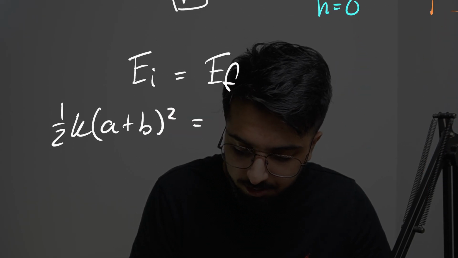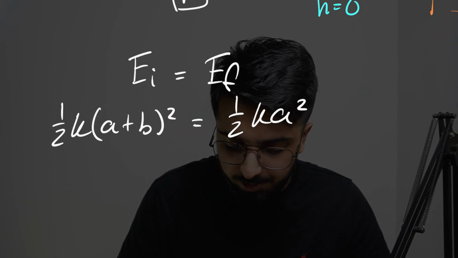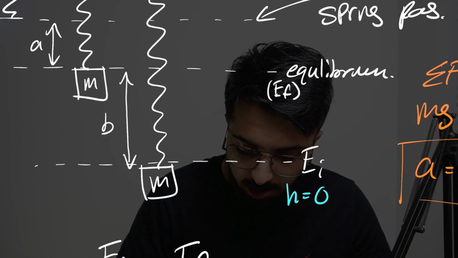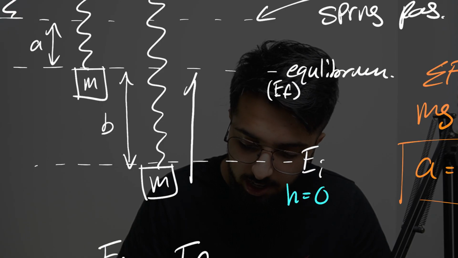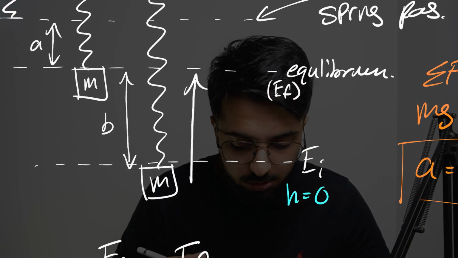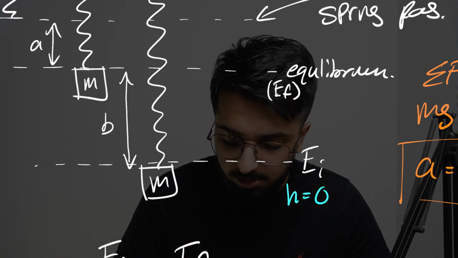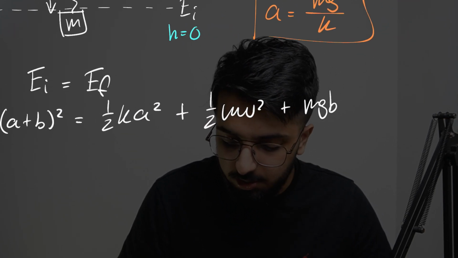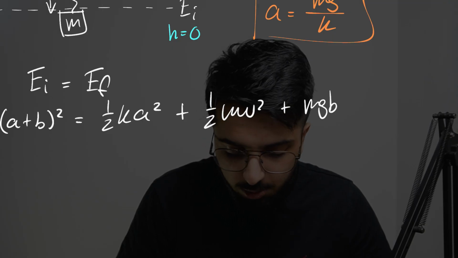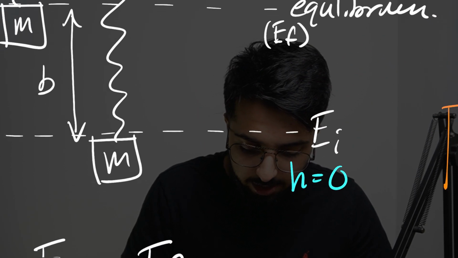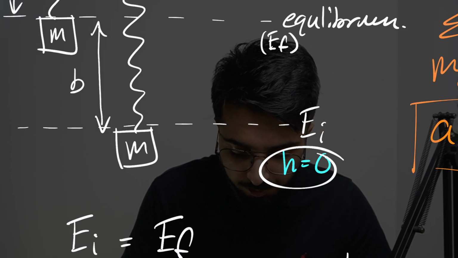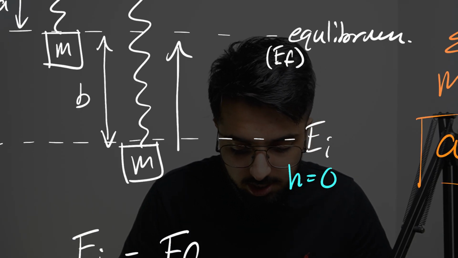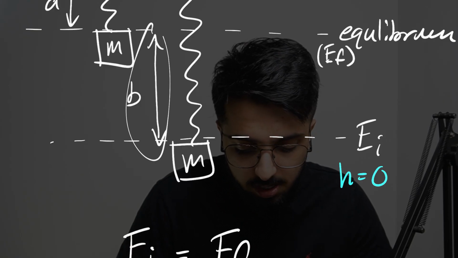So we have half k a squared, plus half mv squared, because as we release the mass, it's going to move up this way, and once it reaches the equilibrium position, it's going to have some kinetic energy because it's moving. Plus mgb, so this is our gravitational potential energy equation. And obviously, if we take this height as 0, when the mass reaches up here, it's going to gain some gravitational potential energy, and the height it gains is distance b, okay?